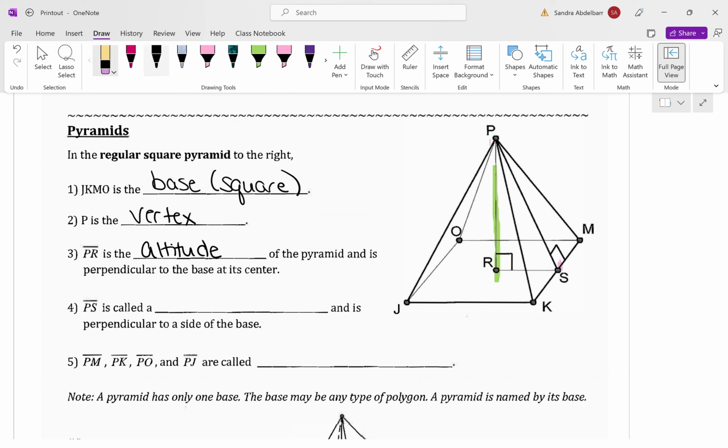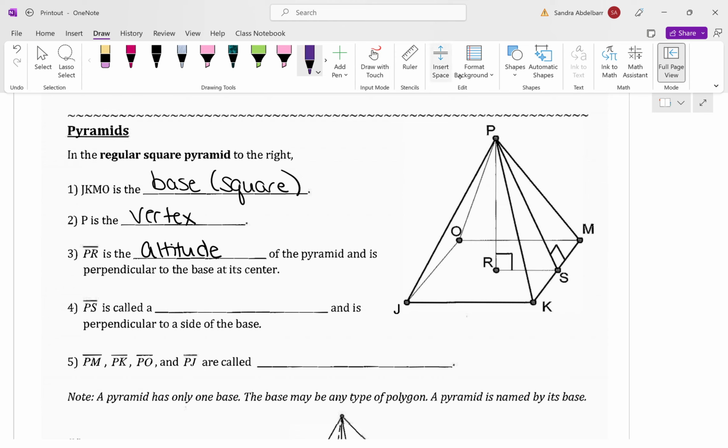And what's special about PR is that it is the altitude. So it starts at the vertex, it goes straight down, it makes right angles with the base. But if you guys remember, every time we've discussed pyramids, I've told you not only is it the altitude, it connects to the center of that base. So that means from point R to the rim of the base is going to be half the length. So if JK is 10, R to S has to be 5. So not only is it the altitude, meaning it makes right angles, it also connects to the center point of the base. All right, so PS is another altitude, but it's not an altitude of the whole pyramid.